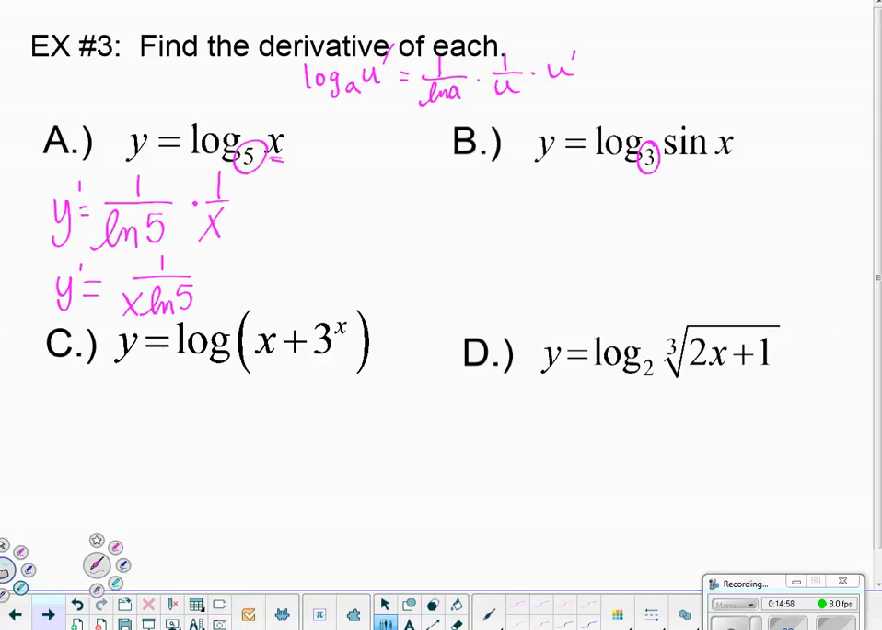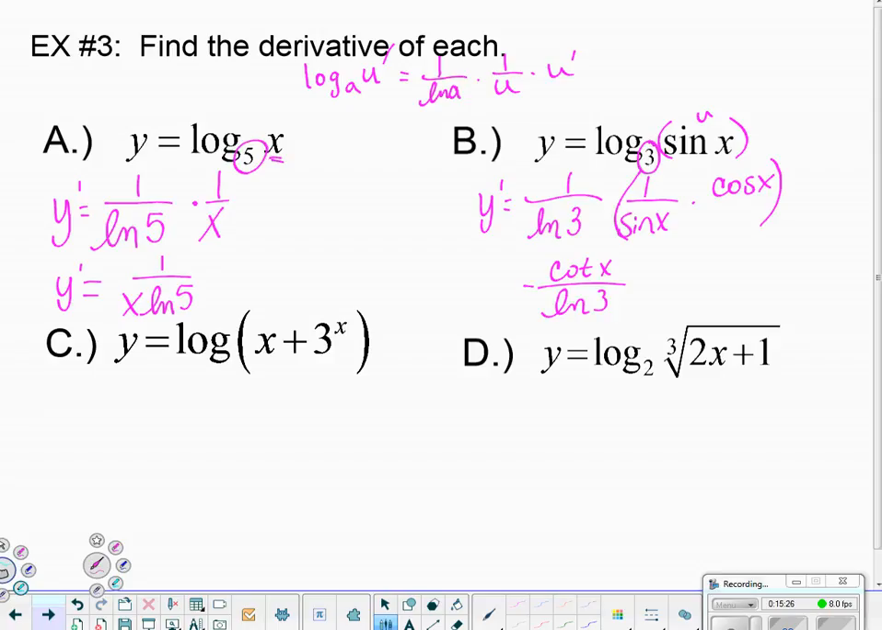Log with a base of 3, and here is the argument inside. So this is like our u, isn't it? So we're going to have y prime equals 1 over natural log of the base, which is 3, times 1 over u, which is the sine x, and then the derivative of sine is cosine x. Okay, cosine x over sine x is cotangent x, divided by natural log 3. Y prime equals, there's our answer.